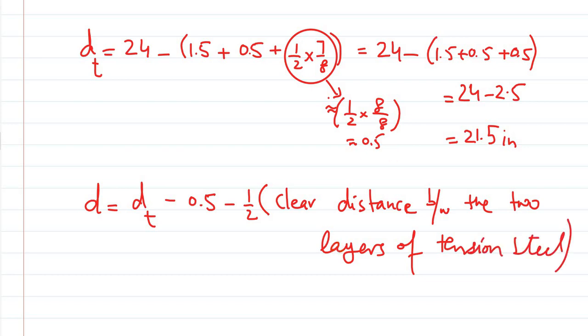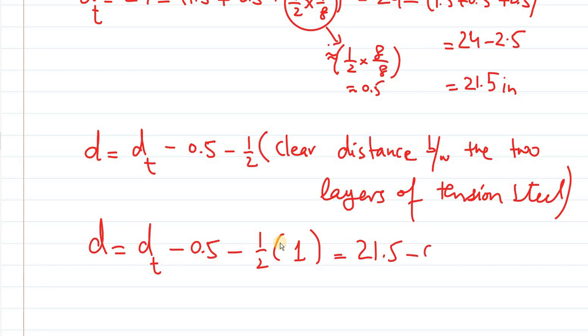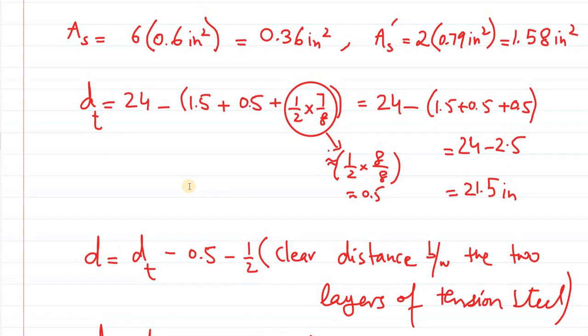Now the ACI requirement for clear cover between two layers of tension steel is that the minimum should be 1 inch. Let's assume this is the minimum value, 1 inch. So the answer for D will become dt minus 0.5 inch minus half of 1 inch. Now you can write down 21.5 minus 0.5 minus 0.5. So this becomes 20.5, the D value. Now the last thing that you need to know is D prime.